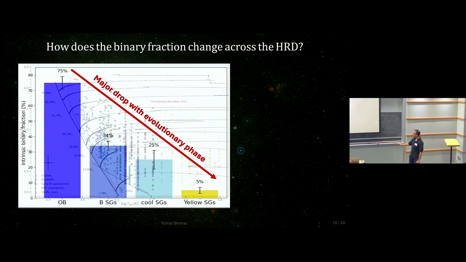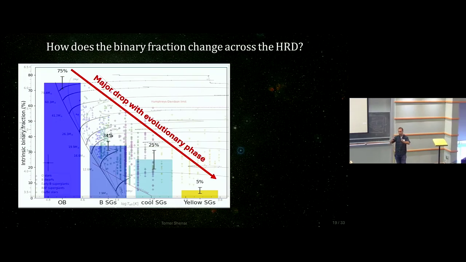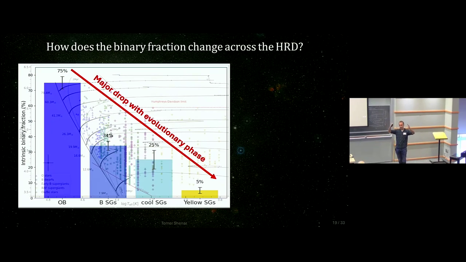on the HRD. We start with a very high binary fraction for the progenitor stars, and as we advance in evolutionary phase, we drop to virtually zero, according to the 9-epoch analysis. You might say this is obvious because the stars expand, they swallow more and more space, they allow for less configuration space to actually reside, or less companions to reside next to them.